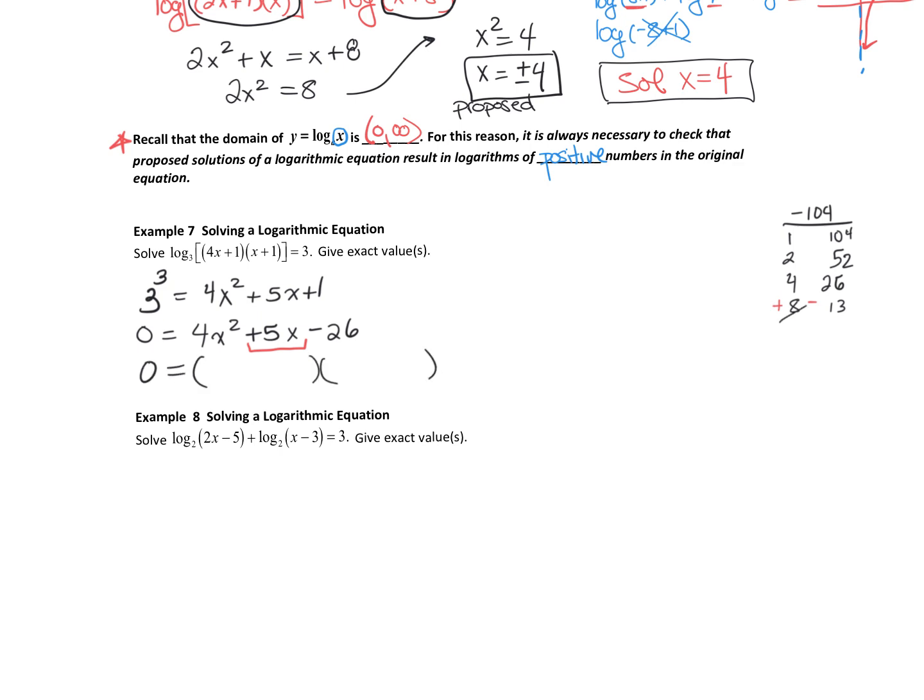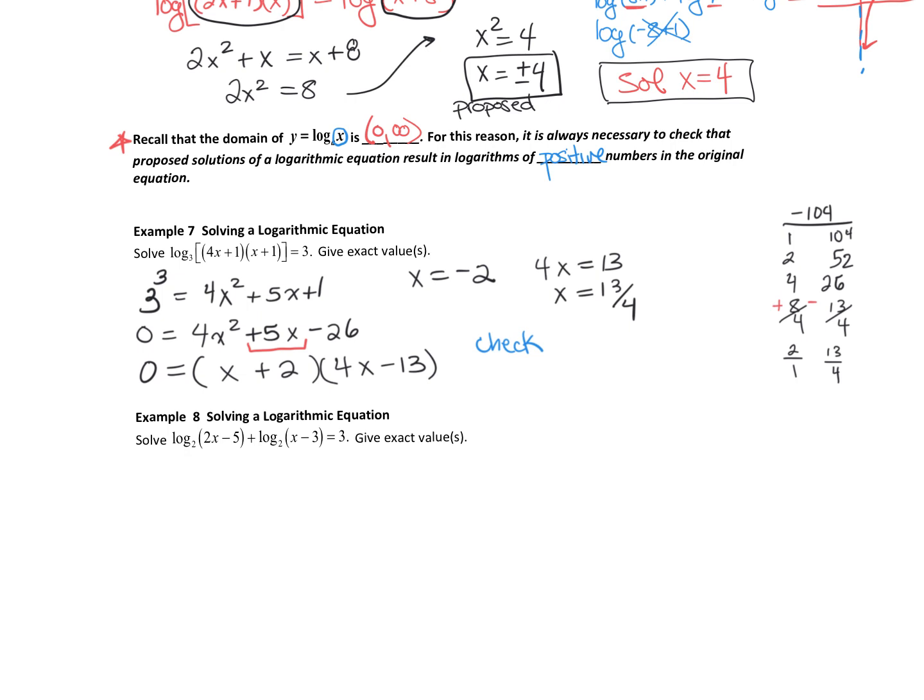Quick refresher, if you divide these two numbers by the lead coefficient, which in this case is 4, and reduce, you're going to get the two factors, x plus 2 and 4x minus 13. So our solutions here are x equals negative 2 and 4x equals 13, or x equals 13 quarters. We're not quite done. We do have to check our solutions.